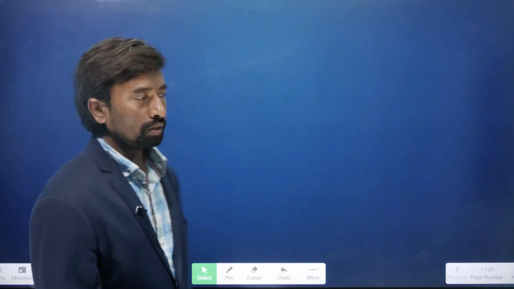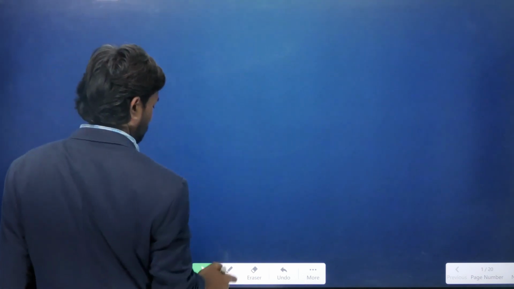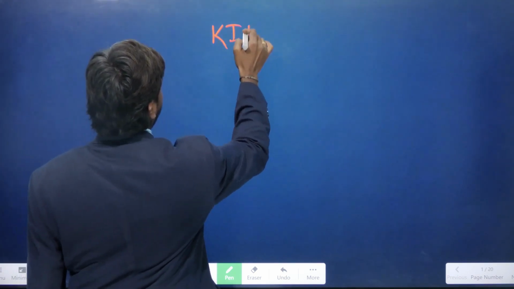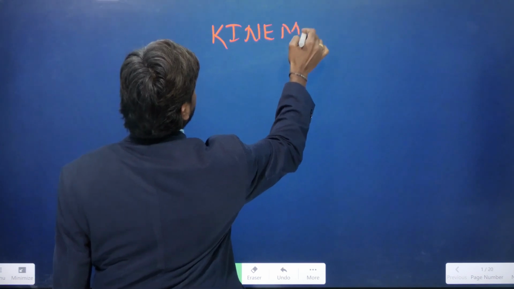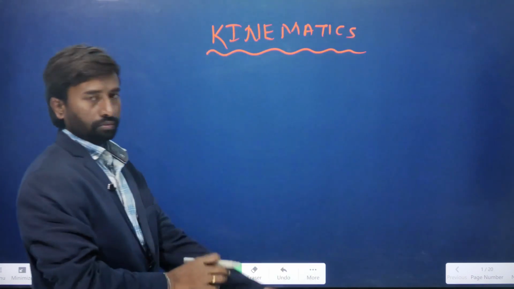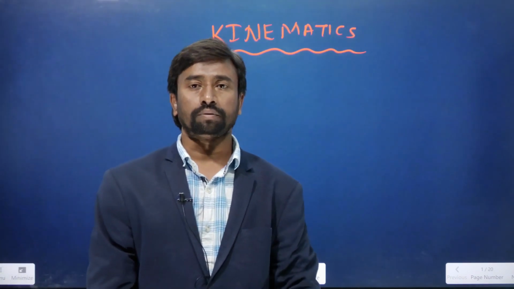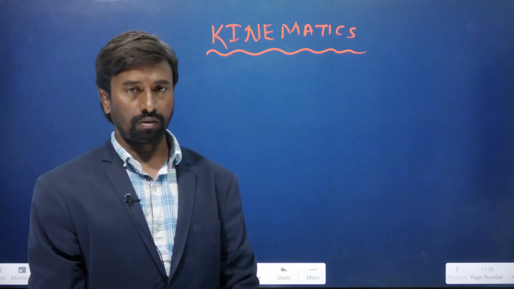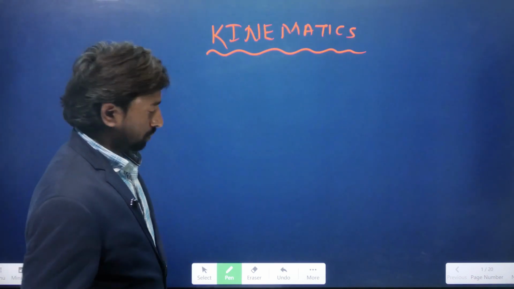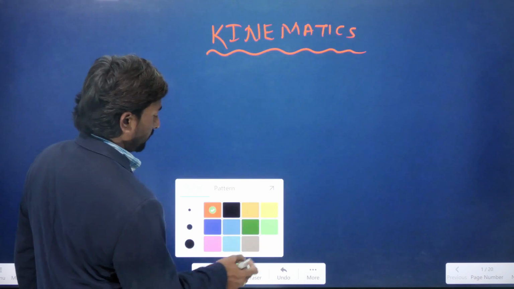Next, we are going to see a few definitions which are very important to understand the motion of the object. Our topic today is kinematics. Kinematics is the branch of physics which studies the motion of objects without the cause of it. What causes the motion we are not going to discuss here. We will study the motion of the object. Now we will see some important definitions.